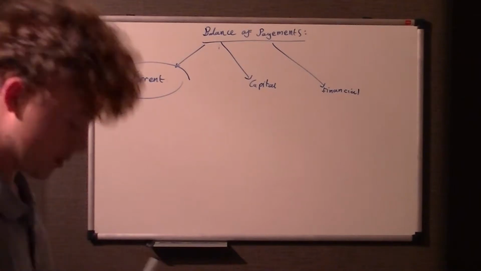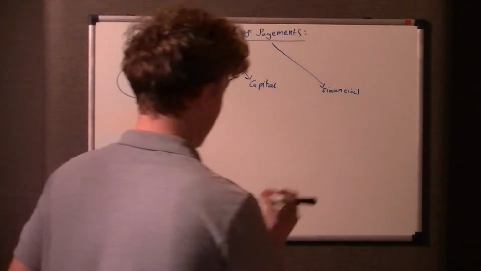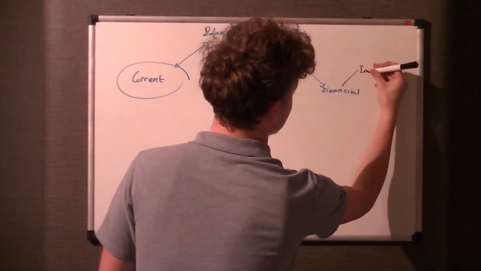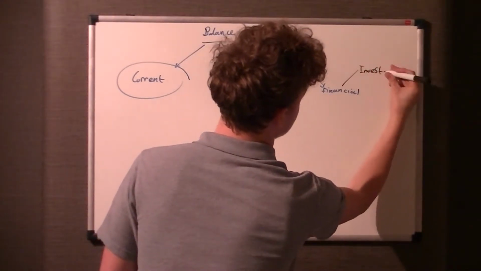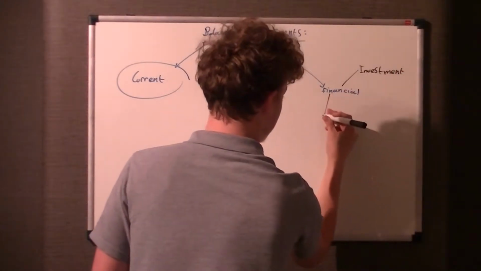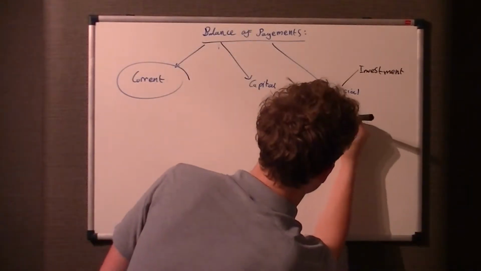So the first one I'm going to talk about is the financial account. Actually, this is mainly to do with investment. Really, it's just the money flowing in and out in terms of investment. So one of the types of investment we've got is something called direct investment.